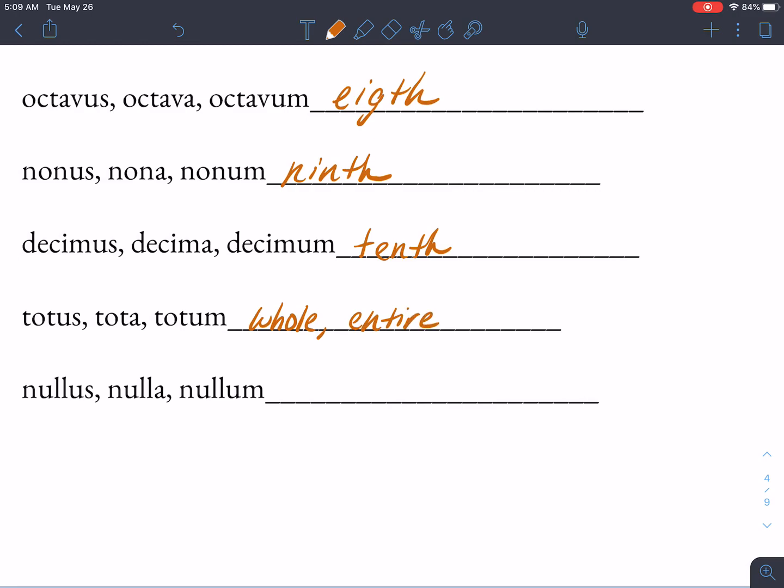Alright. And finally, please repeat. Nullus, nulla, nullum. Again, nullus, nulla, nullum. Alright, and that simply means none. Alright, so totus is all of them, nullus is none of them.